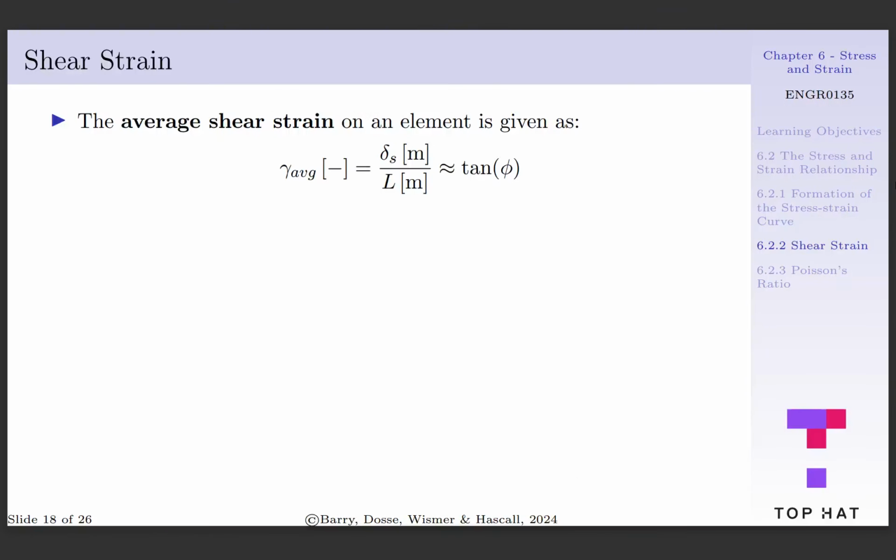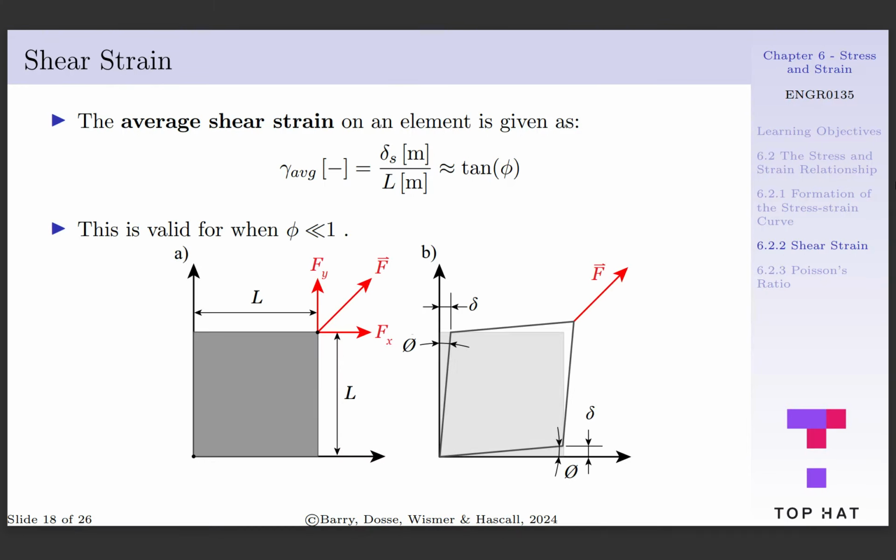The average shear strain of an element, gamma average, is equal to the deformation due to the shear per the initial length. If we consider a box pinned at the origin as a node in diagram A with an applied load F, we see that F sub x is going to cause shearing across the top of the box, and F sub y is going to cause shearing across the right face of the box. This will cause a deformation delta with respect to the x and y axes, where the box is going to deform some angle phi. The average shear strain is the delta due to shearing per the initial length. For small angles, this is approximately equal to the tangent of phi.